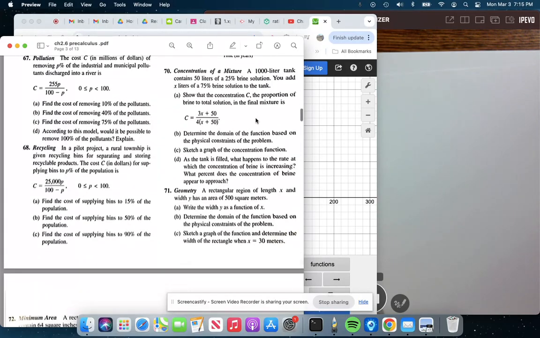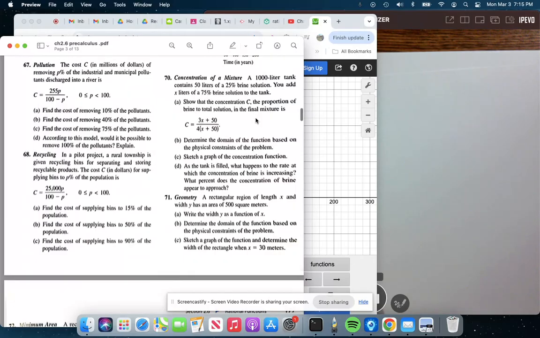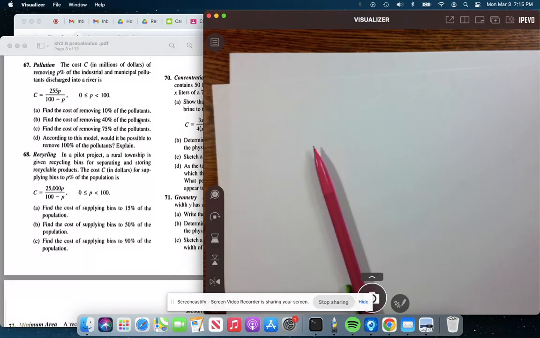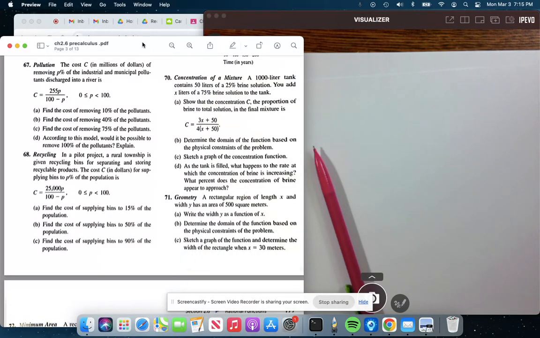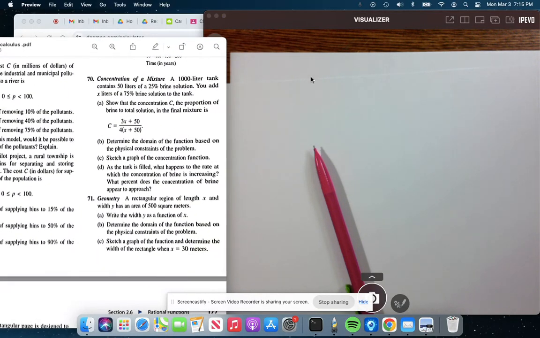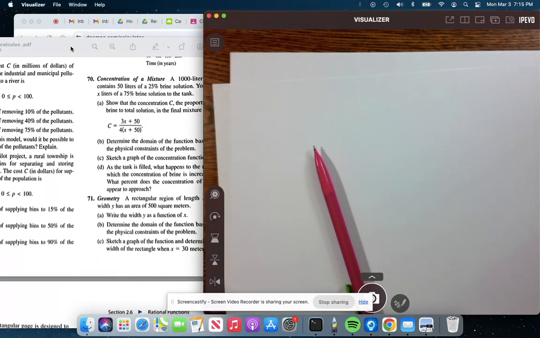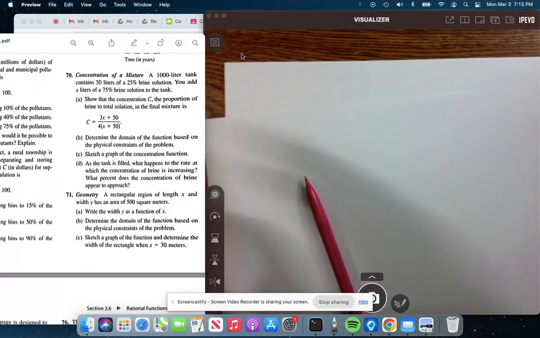All right, so we've got two things here. We've got total solution, and then brine is just salt, right? And then the amount of salt. So this is a ratio of salt to solution. And if we do this correctly, we should get this equation. All right, so let's see if we can figure this out.